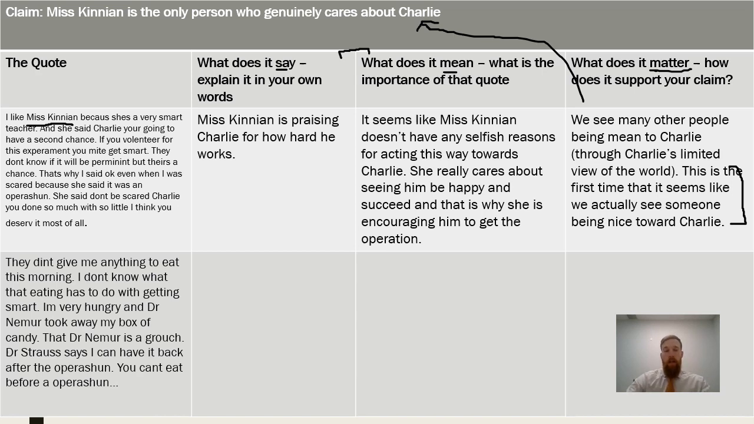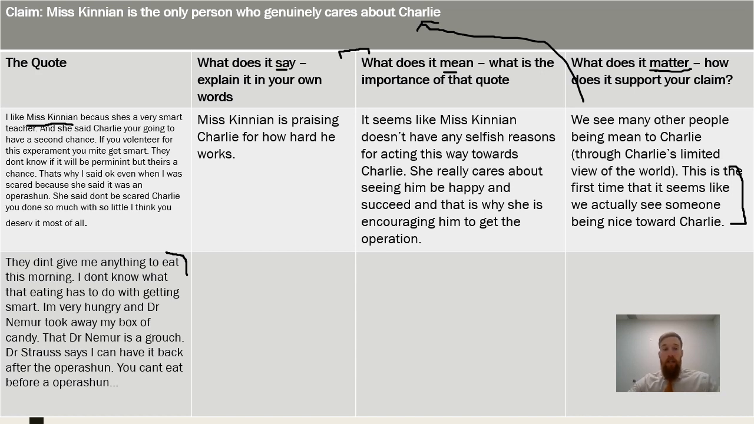I don't just want to jump on the first one. So what I'm going to ask you to do for today's assignment is to work with this second quote. "They didn't give me anything to eat this morning. I don't know what that eating has to do with getting smart." Go through the what does it say, what does it mean, what does it matter process. You're going to see how closely it relates to this, and then you have to go back to that other idea of which concept is more important, showing someone who's nice, showing someone who's not nice, and then you have an idea of does this one actually do that.